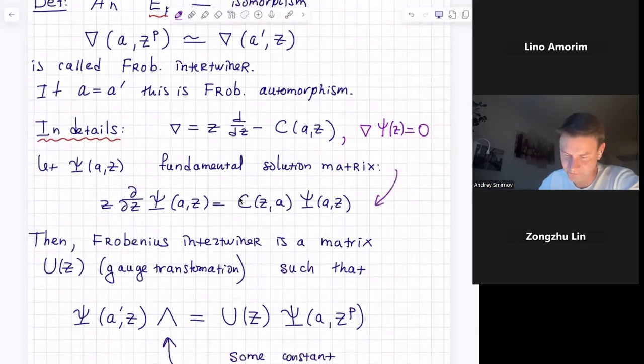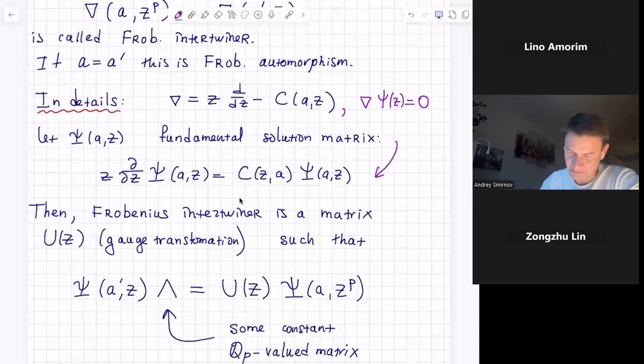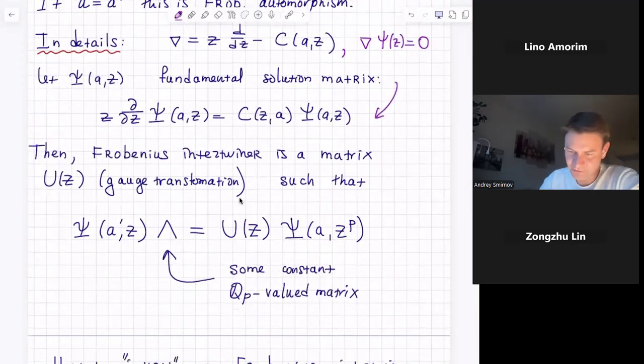Okay, so I already wrote it here. And then by definition, the Frobenius intertwiner explicitly is given by a certain matrix, which I denote U(z), and this is like a gauge transformation matrix, such that it sends the fundamental solution matrix at z to the power p to the fundamental solution matrix at z, up to multiplication from the right by some constant matrix.